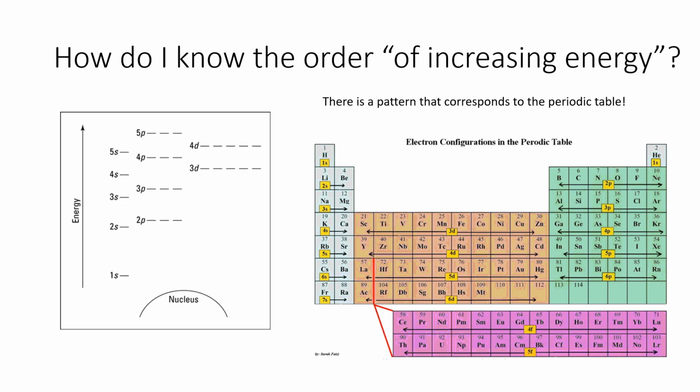The tricky part when we're writing these is how do you know the order of increasing energy? So right now when you start out practicing, you might want to use this visual to help you figure this out. But on the AP exam, typically you're not going to have your notes to look at, right? So you're not going to have this visual to look at. So how do you figure this out? Do you need to memorize this? Well, it turns out there's a pattern that corresponds to the periodic table.